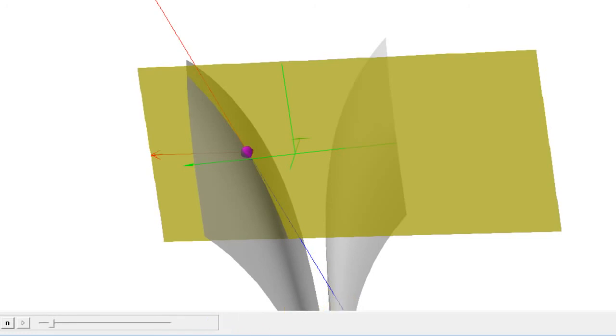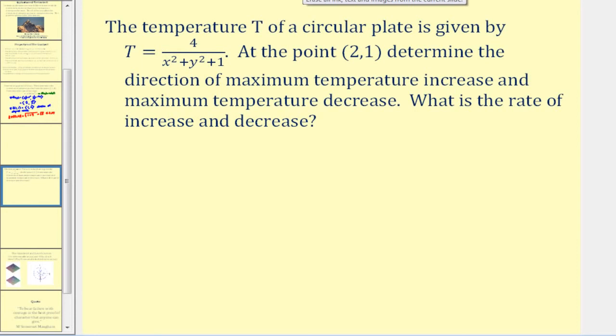Let's take a look at another example. The temperature of a circular plate is given by this function. At the point 2,1, determine the direction of maximum temperature increase and the maximum temperature decrease. And then what is the rate of increase and decrease? Again, all this information can be determined by the gradient of T. So let's start by determining gradient T.